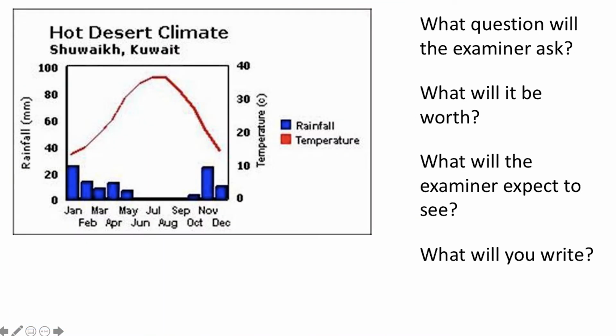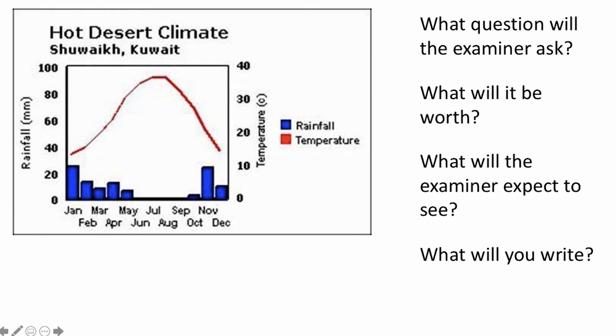Let's have a look at the graph. So this is a hot desert climate. First of all, look at the graph. The bars are always rainfall, and the line shows the temperature. So instantly we can see that between June and September, there is little, if any, rainfall at all. And we can see the relationship is that when there's less rainfall, the temperatures seem to be highest.